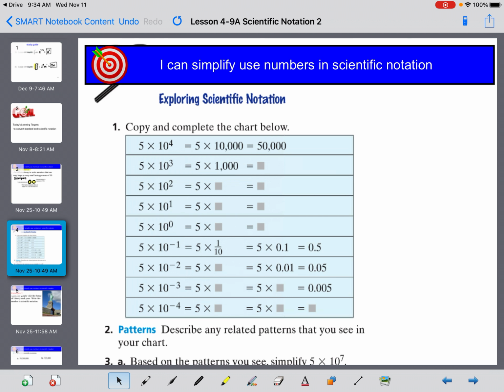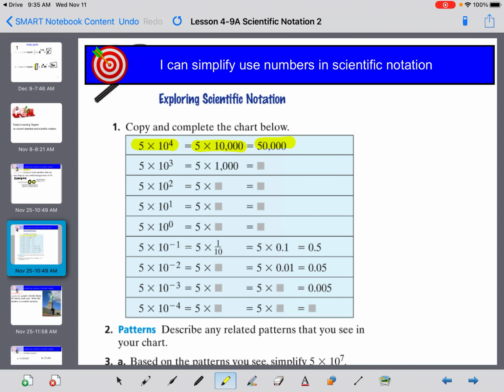Let's explore scientific notation. You have this chart in your notes. Fill it out with me. 5 times 10 to the 4th. Well, you know that 10 to the 4th is the same as a 1 with 4 zeros, or 10,000. So 5 times 10 to the 4th is 5 times 10,000, which is 50,000.